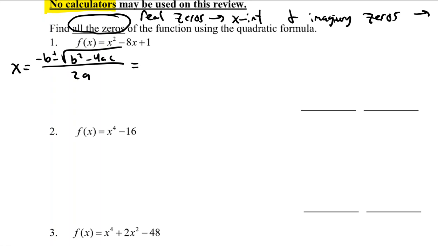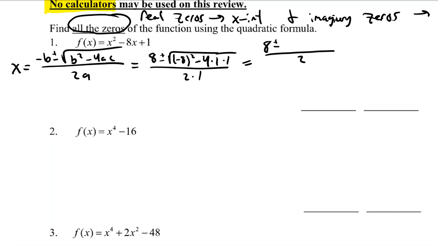So one step to jot down the formula, one step to plug in the opposite of b, and then plug in b again, and plug in a, plug in c, and plug in a again. Okay, negative 8 squared would be 64, minus 4, that would be 60.